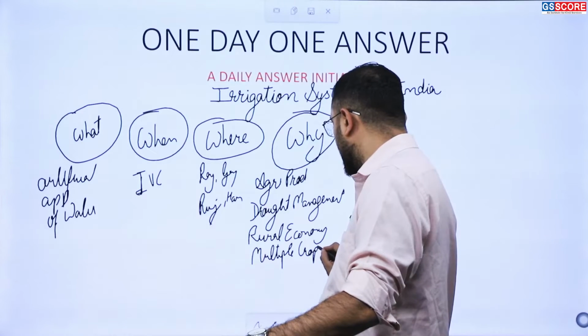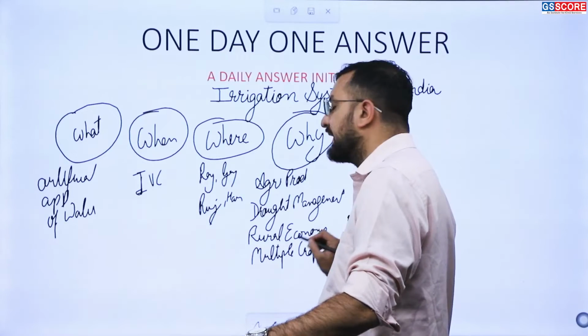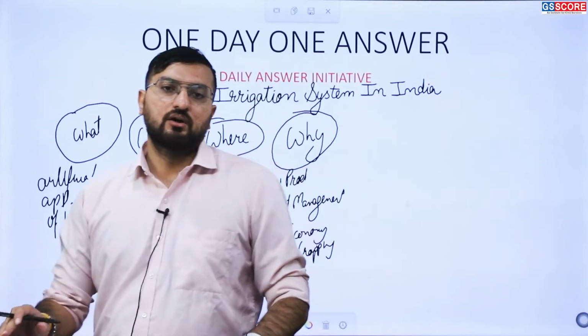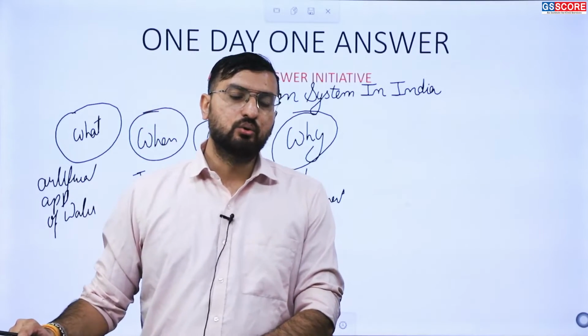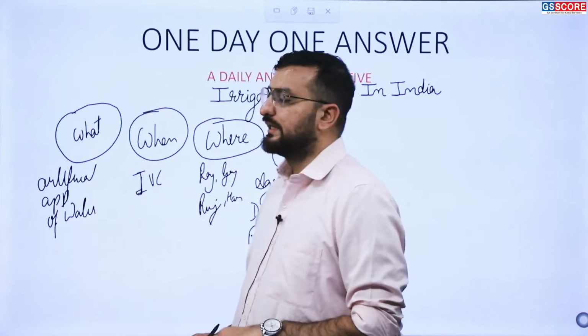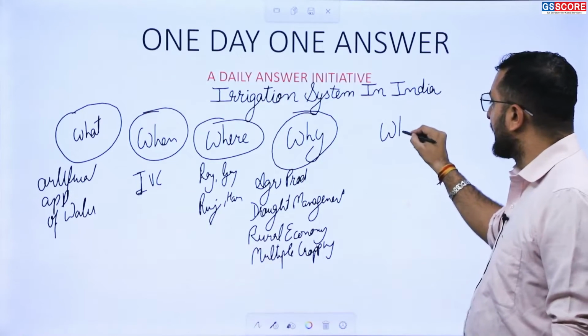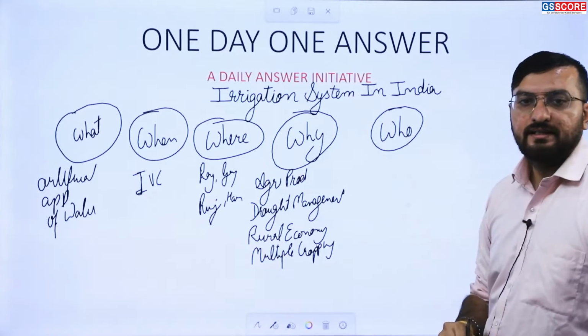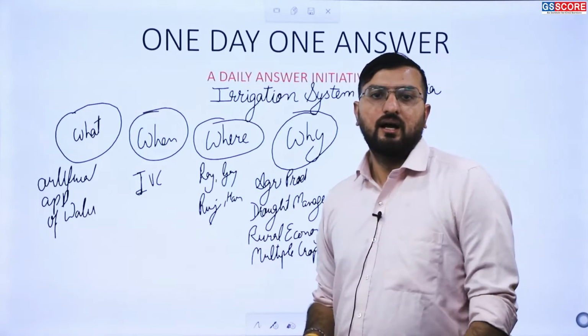Now farmers are not depending on rainfall, so they can grow 2 to 3 crops in a year. So multiple cropping will be there. Our next question is: who manages these irrigation projects in India?